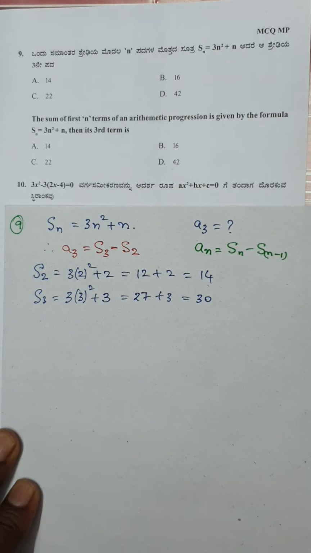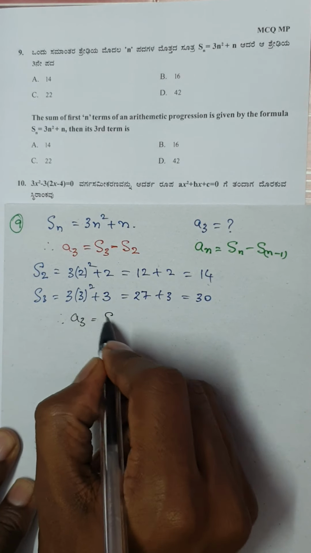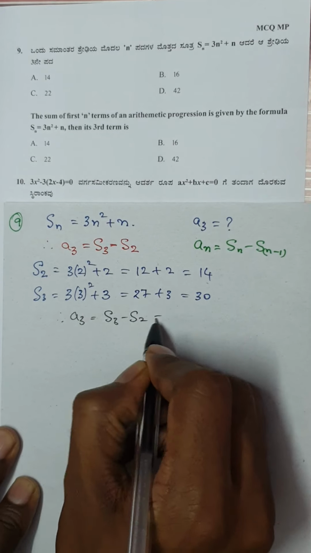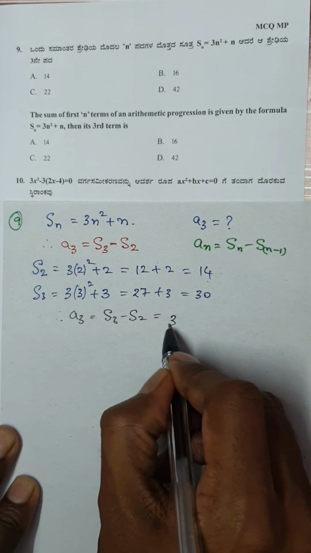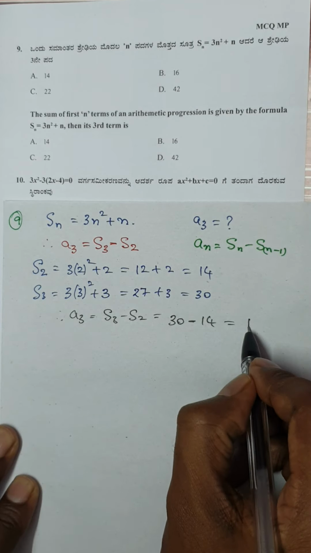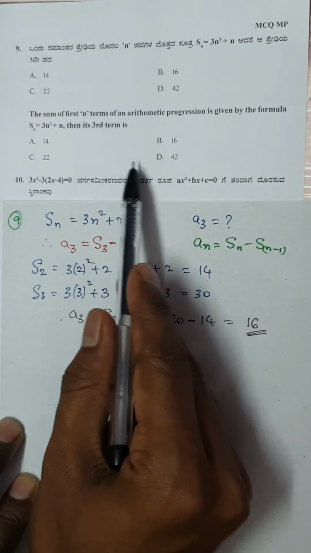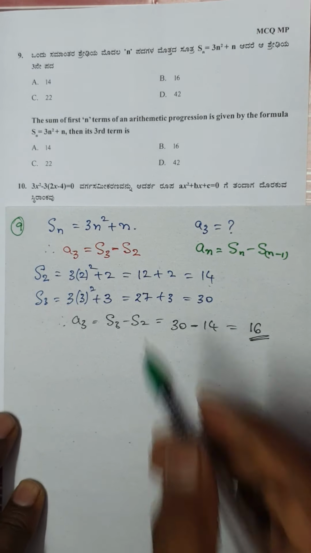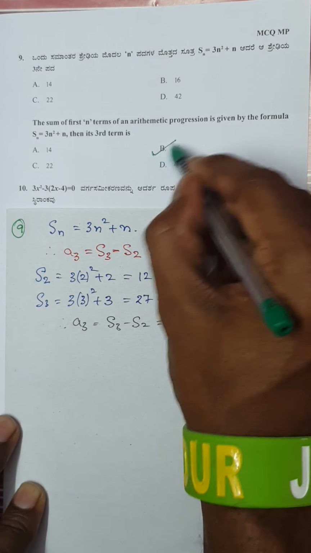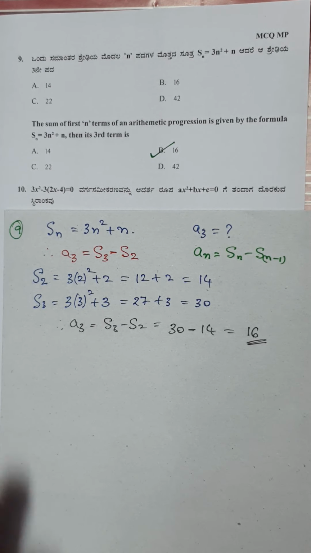Now I'm going to find the value of A3. Therefore, A3 is nothing but S3 minus S2, which is 30 minus 14. So you are going to get the value as 16. Check for your options. You have 14, 16, 22 and 42. The right option is option B, the value is 16. Simple question and a tricky one also. Let's go on to question number 10 now.